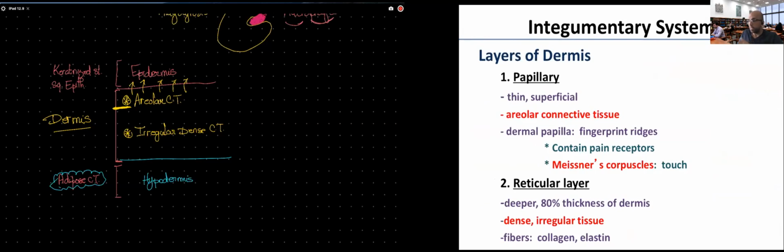Reticular layers is going to be located deeper to the papillary layer, and it's representing 80% of the thickness of my dermis. It's formed of the dense irregular connective tissue, and as you remember, I have mainly formed of collagen fibers, and to less extent I have elastic fiber in it.